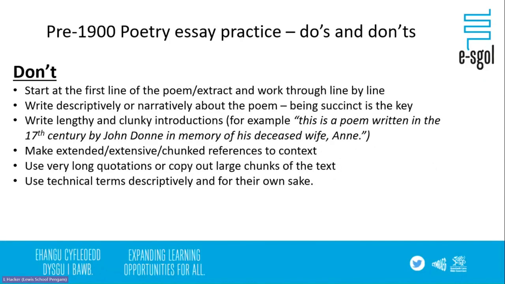Don't start at the first line of the poem and work through line by line. So just like question 1, we mustn't be going line by line through every poem. You're not going to have time for that. Remember, this is a 120 mark paper, 2 hours, 1 hour on section A, 1 hour on section B. They're both equally weighted, so we don't have the time to be fussing around with going line by line. You need to be specific. You're looking for specific ideas and themes in each poem. Don't write descriptively or narratively about the poem. Again, being succinct is key.